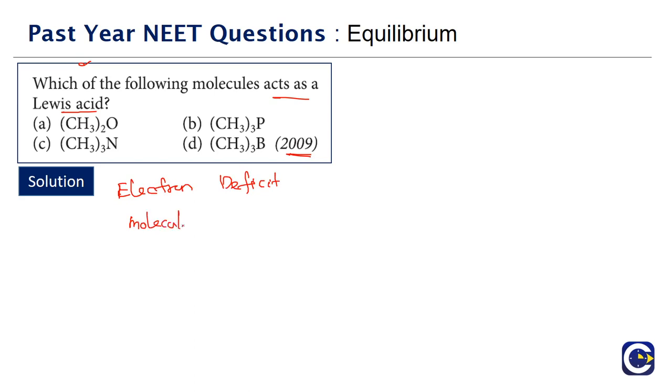Typically the less than octet molecules, shown majorly by the third group elements, like the compounds of boron and aluminum, or even to some extent the second group elements, because these molecules have a less than octet structure. Looking at the options, we have OCH3 twice. Here the oxygen has a lone pair. This cannot act as a Lewis acid. It will in fact act as a Lewis base.